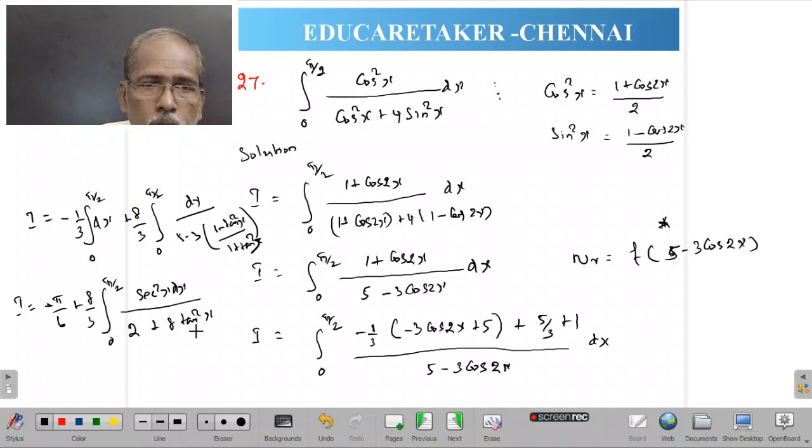u, then secant square x dx, what will come? This is du. Okay. Then we have to integrate and copy it. We'll go to the next page.